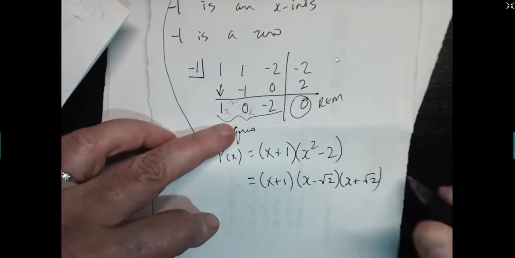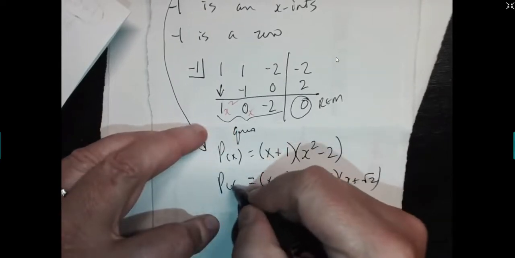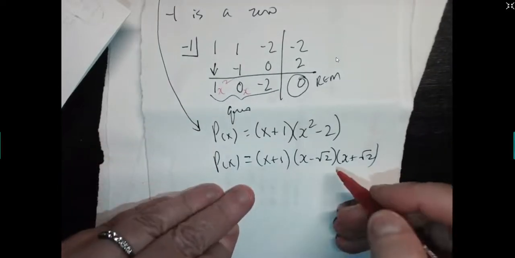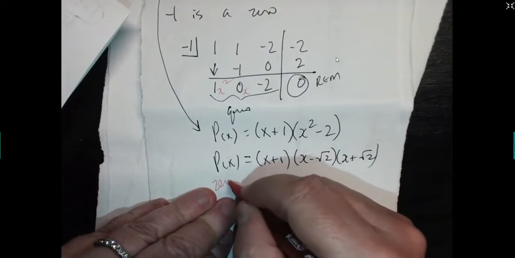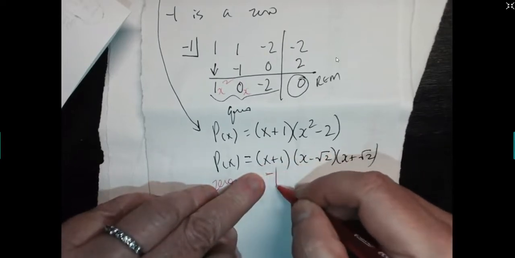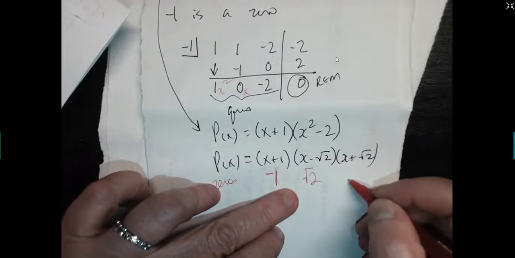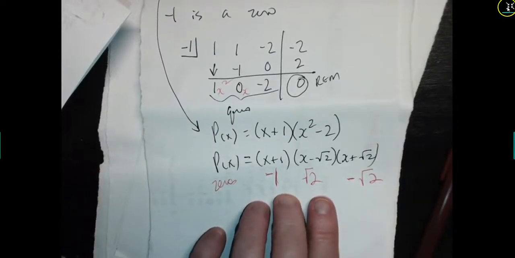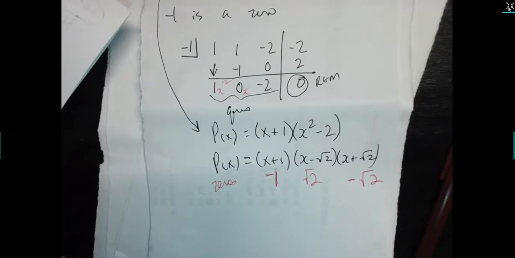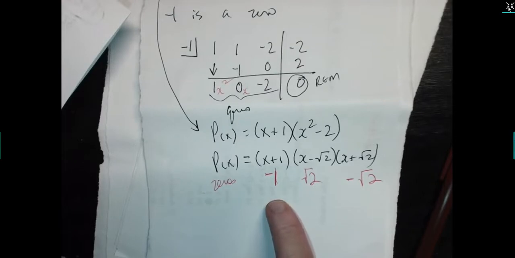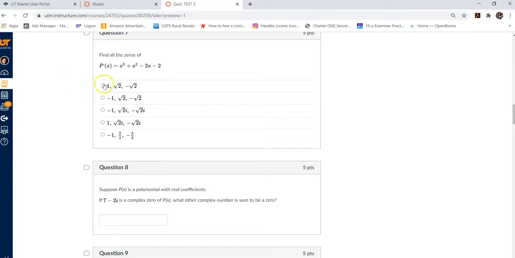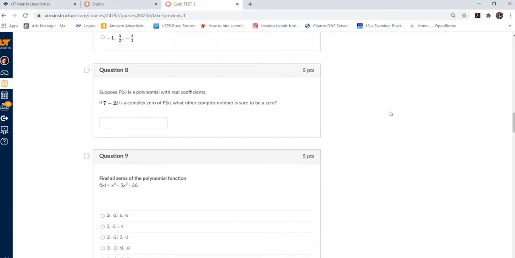And now that I have p of x in factored form, I can see what the zeros are. The zeros are going to be -1, the square root of 2, and the negative of the square root of 2. Those are 3 real numbers, and we had 3 x-intercepts, but -1 was the one we could easily see. So -1, square root of 2, and negative square root of 2, and that's this one here.